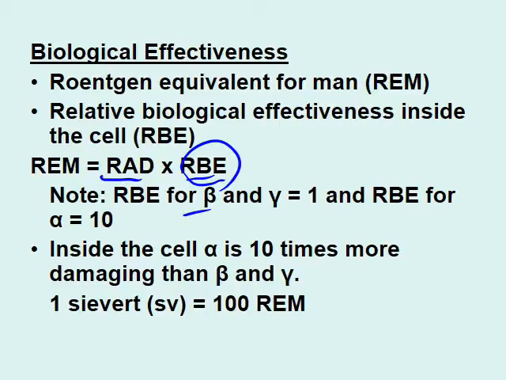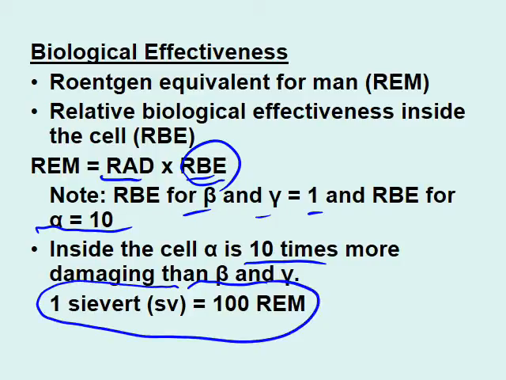RBE for beta and gamma is 1, RBE for alpha is 10. Inside the cell, alpha is 10 times more damaging than beta or gamma. Here we are also defining a unit called sievert, which equals 100 rem. So keep that in mind, rem is given by rad times RBE. So it's not just the energy of the radiation that causes biological harm, it is also what type of particle is entering our body.